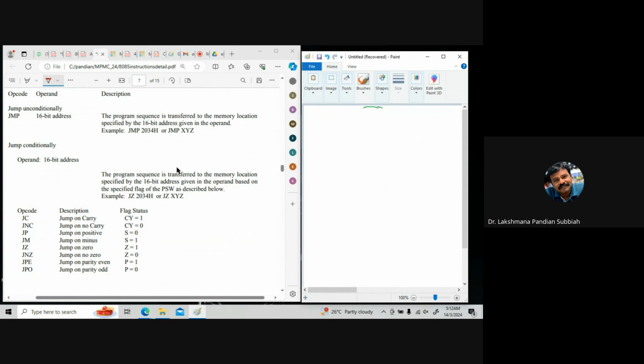Here JMP is a jump instruction. So we are having jump to where? Some address. So we are having the hexadecimal address we have to give, right? So we are having a program, and in that program we want to change the sequence. JMP with some address, right? This address may be a previous address, or it may be the next coming address.